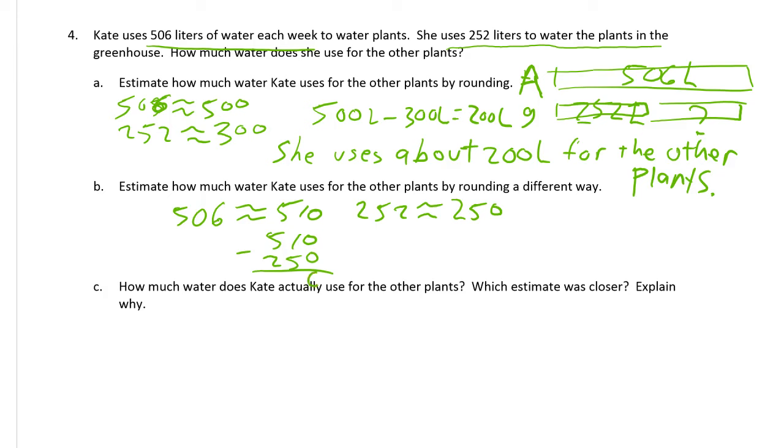But this is how you do the subtraction. We have plenty of 1s, but we don't have enough 10s. So there's breaking up one of the 100s, 400s left. 10 more 10s plus this 1 we already have. Now we have 11. 11 10s minus 5 10s is 6 10s. And then we have 200s left, 260, as I just figured out mentally. So she uses about 260 liters.